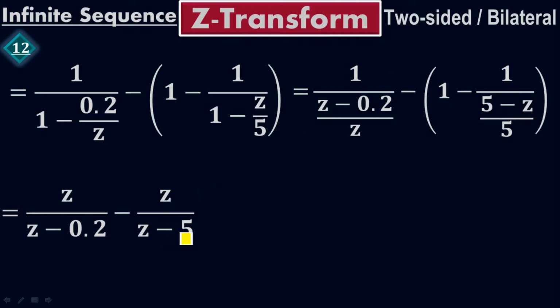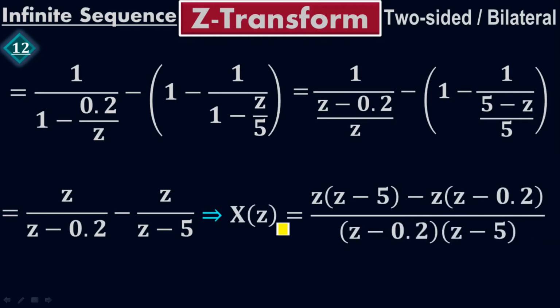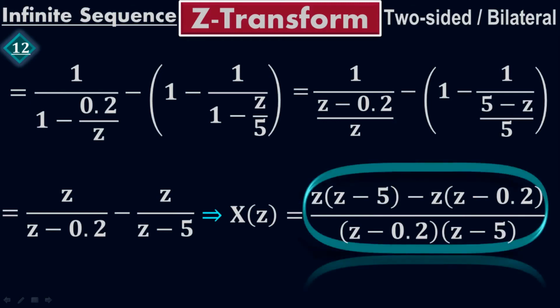When you take the LCM of negative 5 over 5 minus z with the 1, you will get z over z minus 5. I have a negative here, which implies that X of z equals z into z minus 5, minus z into z minus 0.2, all over z minus 0.2 into z minus 5. Just take the LCM of these two terms and you will get this kind of expression. You can do further simplification, but for timing this is my z transform.